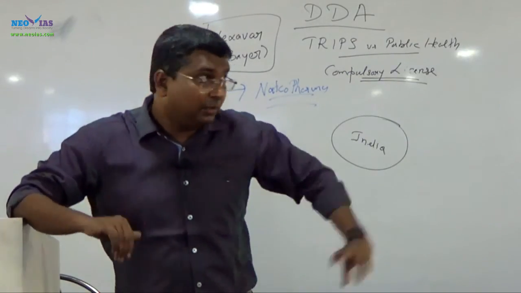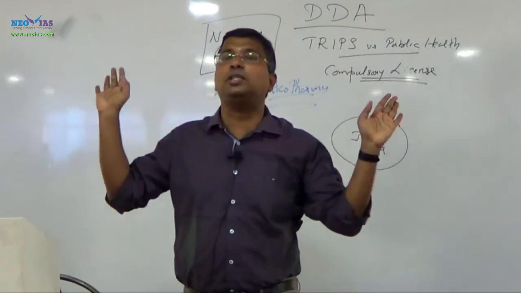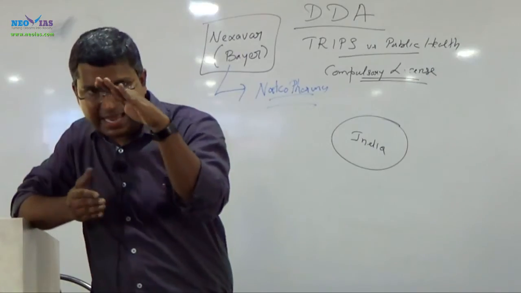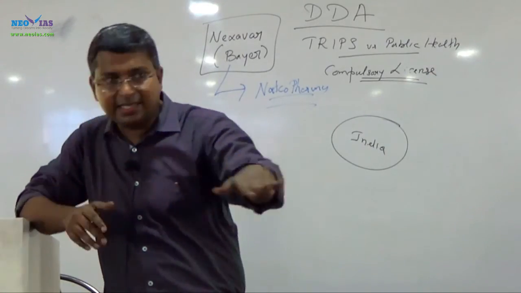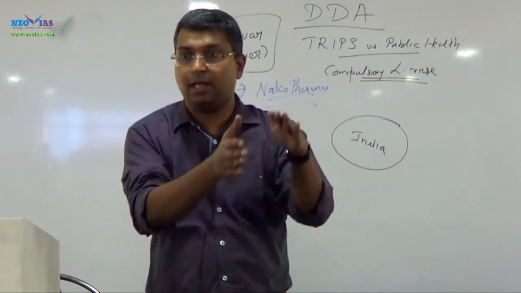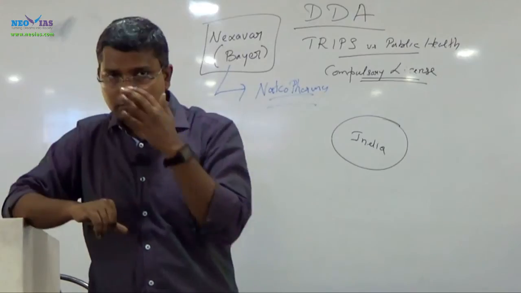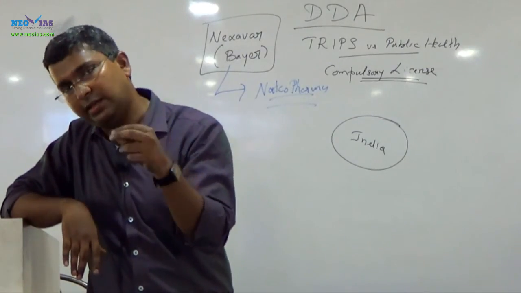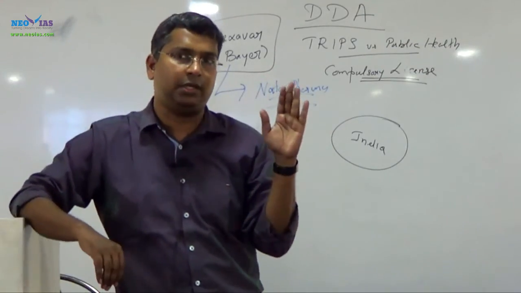But TRIPS versus public health is a different case. If an epidemic happens, nothing else has to be followed. This is the compulsory license provision which TRIPS says, as I had said. But this can also be violated if there is an epidemic. The government, nobody can say anything. Basically, the interest of the nation will come first. Be very clear with that.